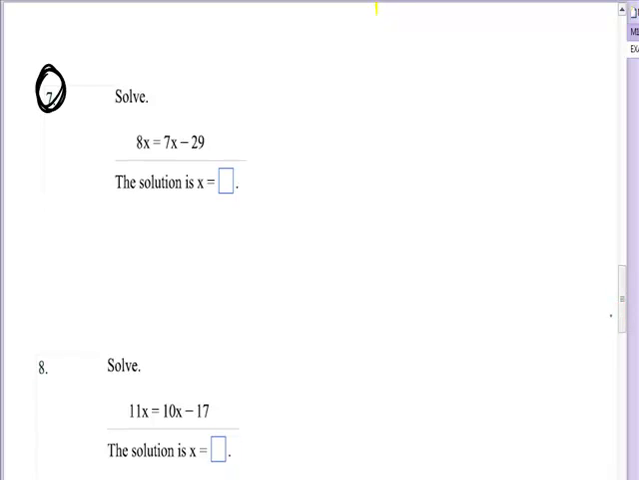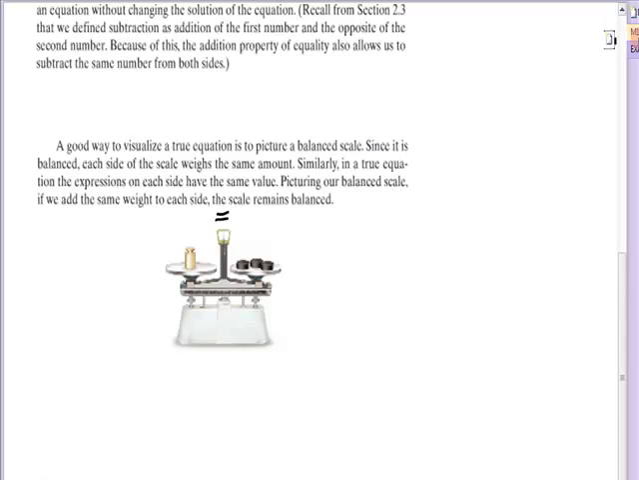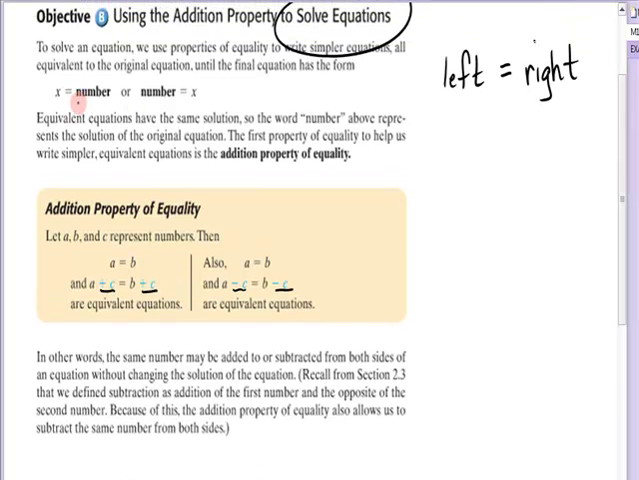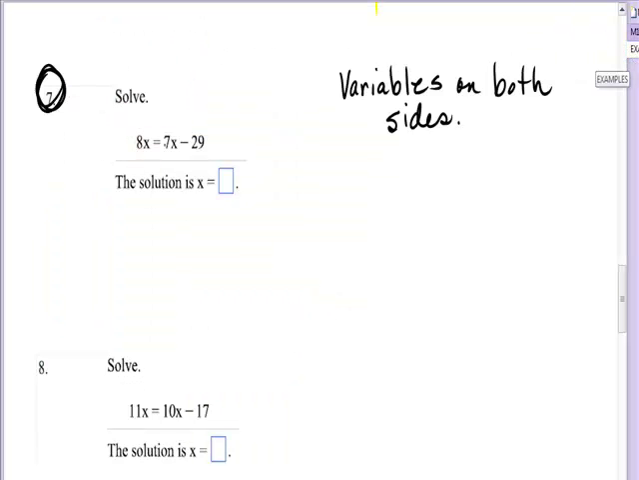So please notice this. In these, I have variables, which are the x's, on both sides. Now, that's not a good deal, because if I went back to my original page and looked up here, a problem is solved when the final equation has the form x equals a number or a number equals x. If I have x's on both sides, well, that could be a problem. We have a way around it.